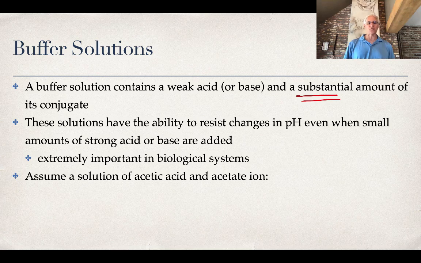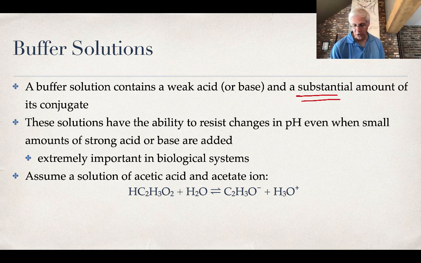So let's go back to our buffer solution of acetic acid and acetate ion. So here's the equilibrium that we have. Just by convention, we tend to put the parent compound, in this case the acid, on the reactant side, and the ion as the conjugate over here in the product side.